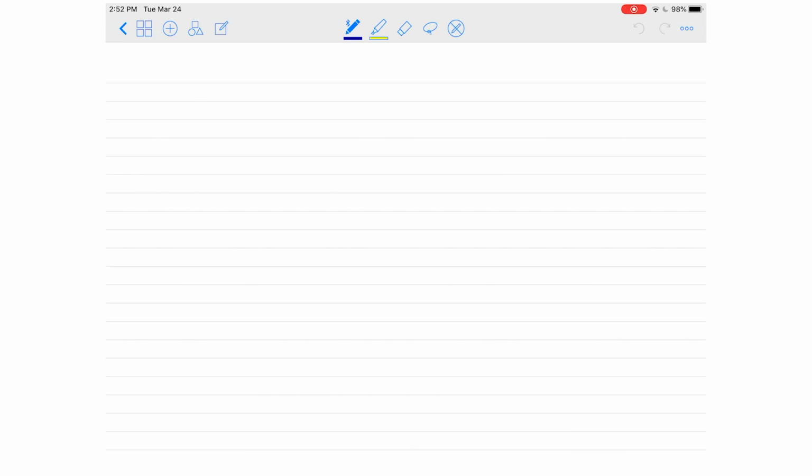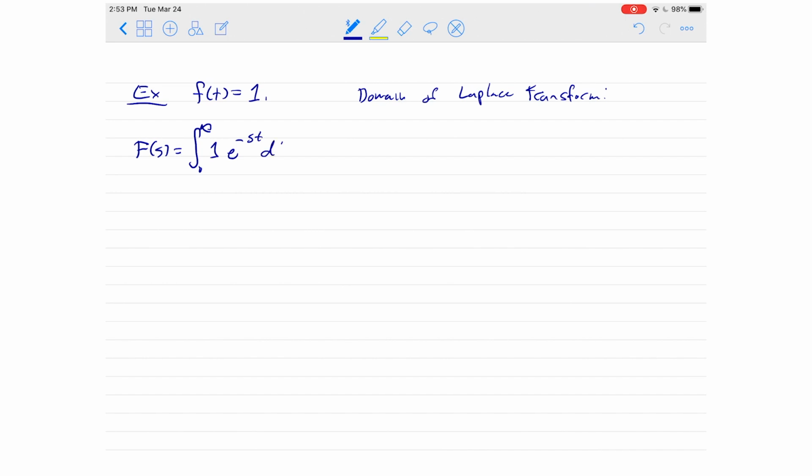All right, so the first example is f of t being equal to just 1. Now remember, we're going to be concerned with whether or not we have a convergent integral. So I'm going to say the domain of the Laplace transform up here, and we'll figure out what that has to be as we go. For the function that is just identically 1, we just throw it into the definition. So capital F of s is equal to the integral from 0 to infinity of 1 times e to the minus st dt.